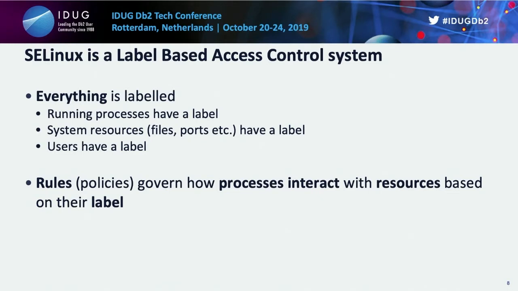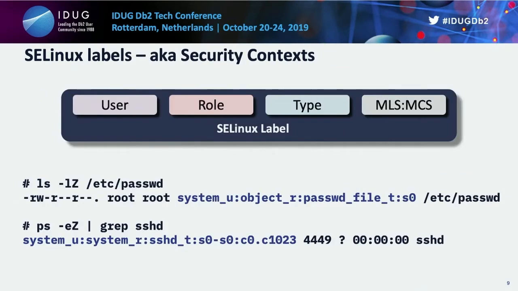So that's the first thing to remember, we're a label-based system, and then we're going to talk about how type enforcement comes into it. So within a label, this is an example of a label here, there are four portions. There's a user, a role, a type, and MLS, MCS. And we're going to go through the definition of each of those in a second. This is just an example you can see here, listing out in blue what an actual label is.